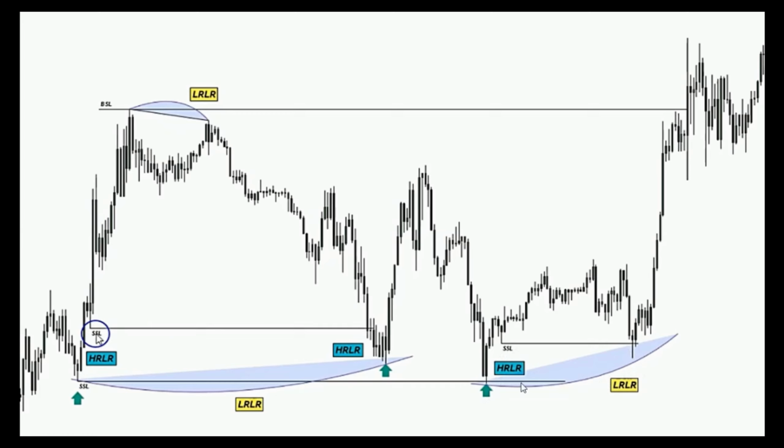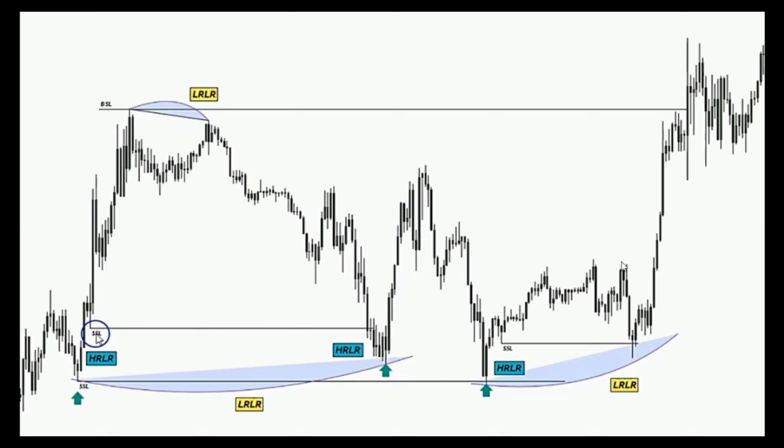Now, look at this section again. What do we have here? Another HRLR. The price came down, swept the stops underneath, and reacted. On the retest, we again don't expect this low to be broken, especially since our overall bias is bullish. So, what did we agree happens during an HRLR? The price is supposed to go for the internal liquidity.